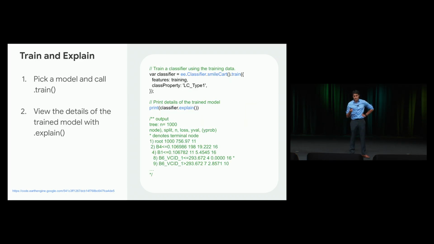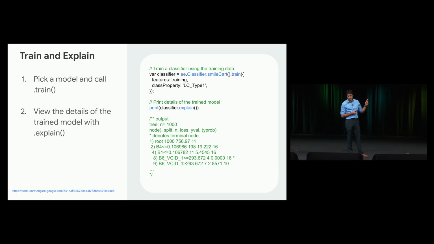So the next important step is that we need to pick a model, and then we need to actually train it. In this example, we're just going to pick the SMILE CART algorithm. Again, SMILE is just a library that we're using, and CART stands for classification and regression tree. So we're going to have a single tree that we're going to do classification with. And in order to train your model, all you need to do is have the train method and put in your training features, and that's essentially it.